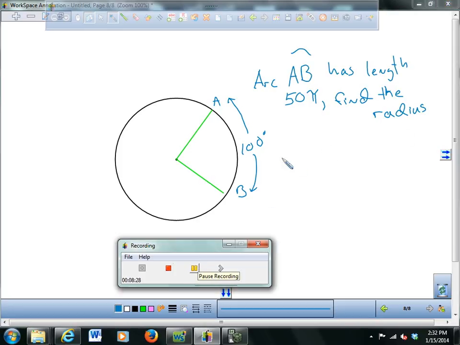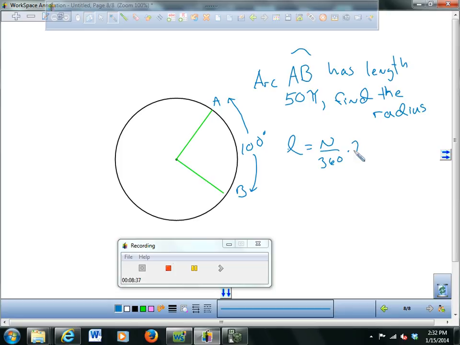You want to say that L equals N over 360 times 2 pi r. So use a formula. You have to use some algebra. In this case, I know this is L, right? So 50 pi equals N. What's N in this case? 100 over 360 times 2 times pi times r.